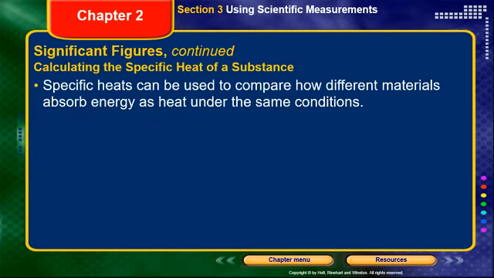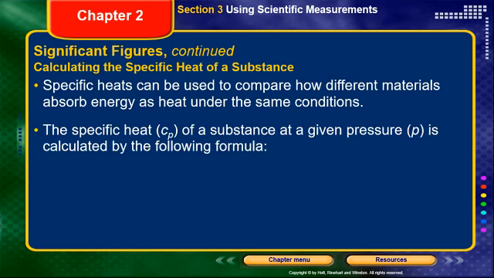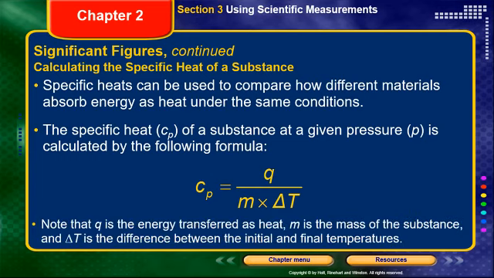Specific heats can be used to compare how different materials absorb energy as heat under the same conditions. The specific heat, which is represented by C sub P, of a substance at a given pressure, represented as P, is calculated by the following formula. You're going to need to copy this down. Note that Q is the energy transferred as heat, M is the mass of the substance, and delta T is the difference between the initial and final temperatures. So we now have the definitions for all of the terms present here.